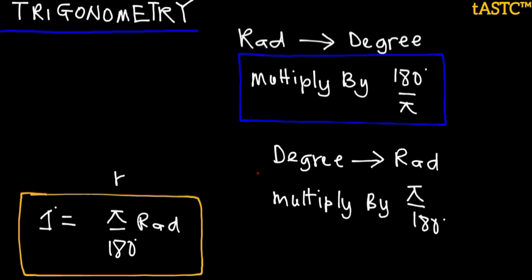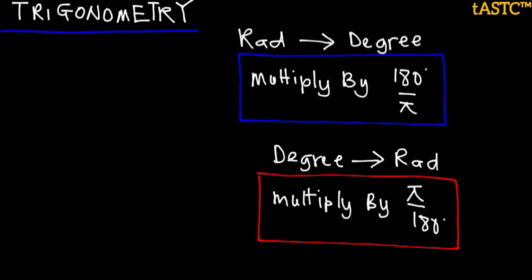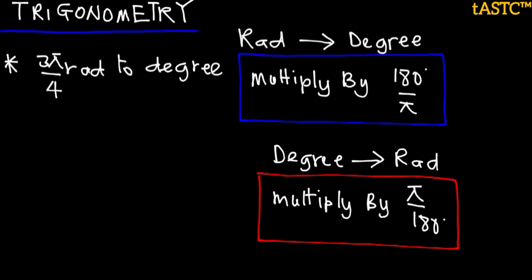So that is what you got. Now let us take some few questions. Let us say that you are required to change from, let's say, 3 pi over 4 rad or radian to degrees. What is going to be the answer to it? Feel free to pause the video and try it out.